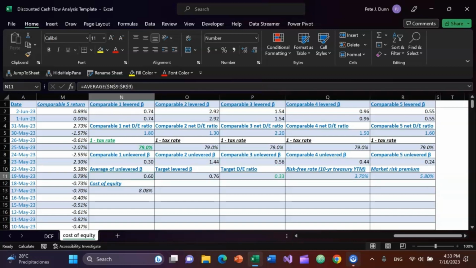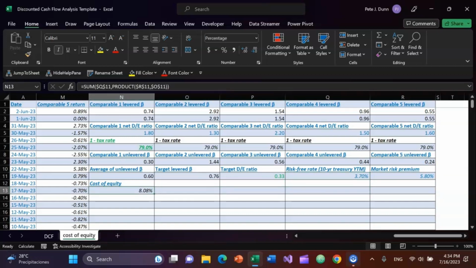I average those together and then re-lever them at the target company's capital structure, a net debt to equity ratio of 0.33. That gets me to the levered beta of 0.76. I use a 10-year treasury rate from the U.S. Treasury website, and then I use Aswath Damodaran's forward-looking market risk premium. And these numbers may be a little bit out of date, but it still serves the point of showing you how to model these things.